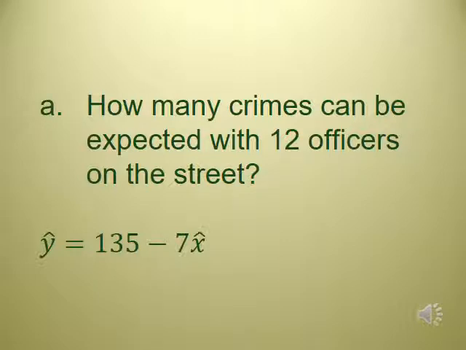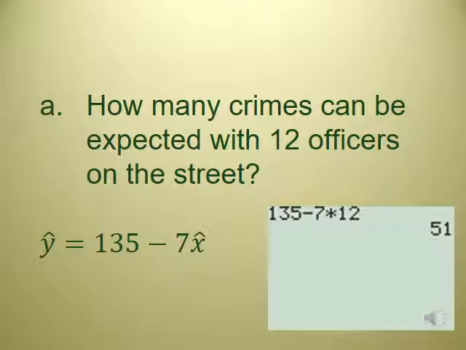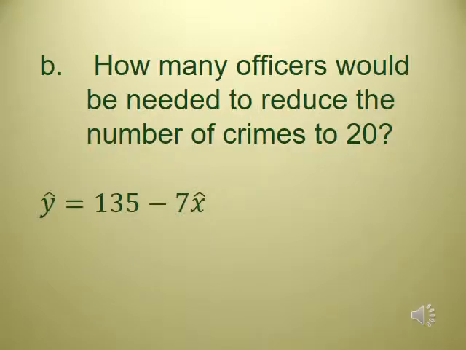The first one, it says how many crimes can be expected with 12 officers on the street? So I'm giving you 12 officers. We need to figure out how many crimes. What you do here is basically just plug in 12 for x and see what y is. So 135 minus 7 times 12, we end up with an answer of 51 crimes. That's all I do.